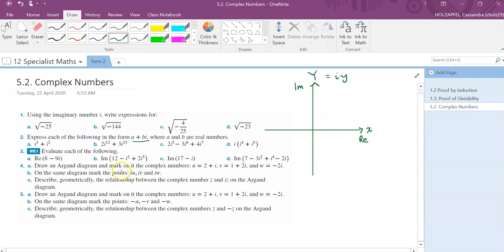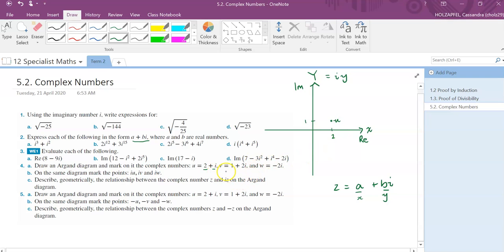All right, so the first thing it wants us to do is mark on the complex number u is equal to 2 plus i. When we have a complex number in this form, the real part becomes our x component and the coefficient of i becomes our y component. So this is going to be 2, and the coefficient is 1. So I'm going to plot the point (2, 1). That's all we need to do. And I should label that with u.